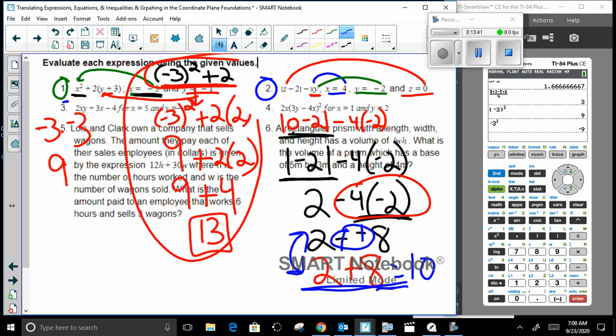All right, you can check 3 and 4 on your own if you would like to give you some practice. You don't have to worry about 5 or 6.